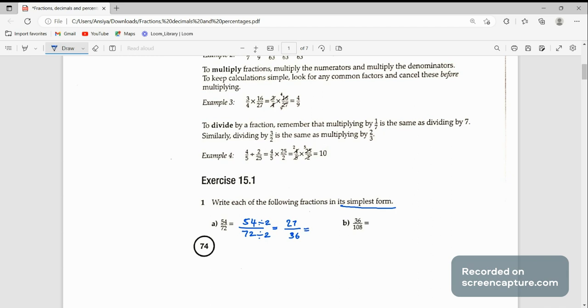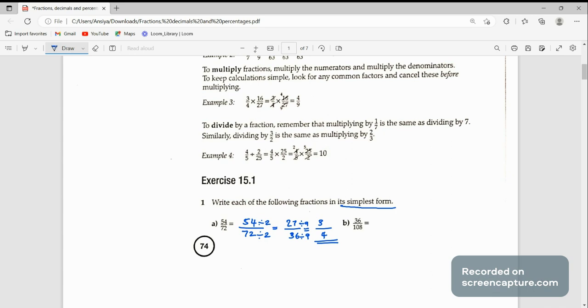Now, look again, 27 and 36. They both are coming in the table of 9. For thinking it quickly, you should be very good in multiplication tables. Now, 27 divided by 9 is 3 and 36 divided by 9 is 4. So we get the simplified answer 3 by 4.